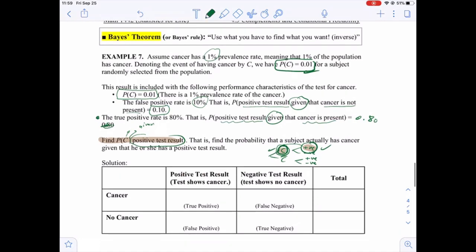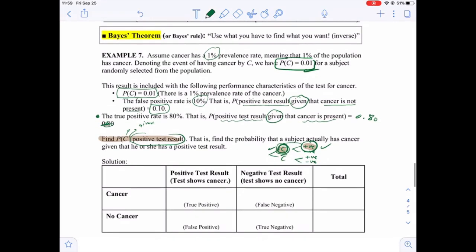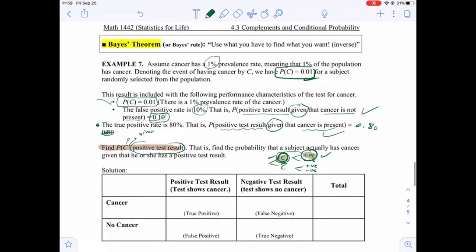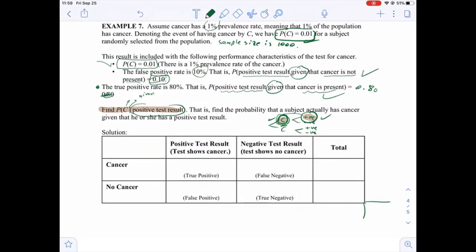Before we do that, we should find some numbers, because we have here probability of C, here a conditional probability, and here another conditional probability. So it's a good idea to fill the following table. Here we have people who have cancer and people who don't have cancer. Now how many people of that sample have cancer? Let me suppose that the sample size is 1000. Let me add this to the question. Now the total here is 1000.